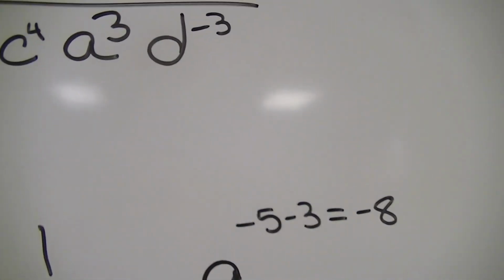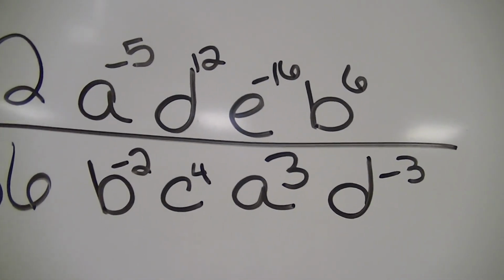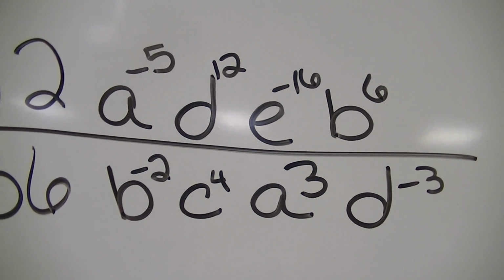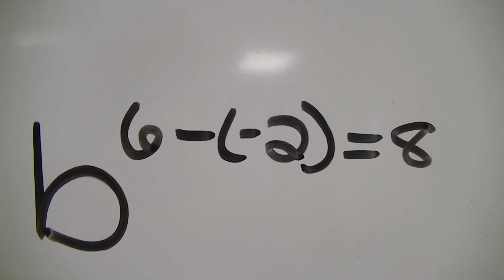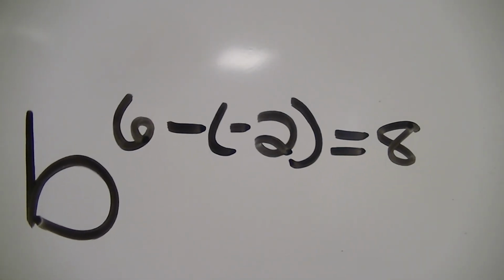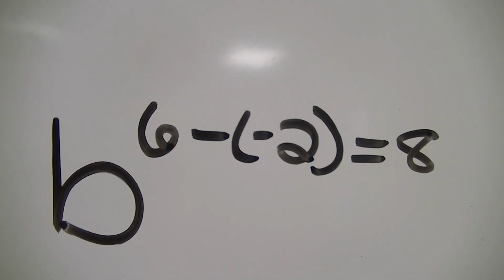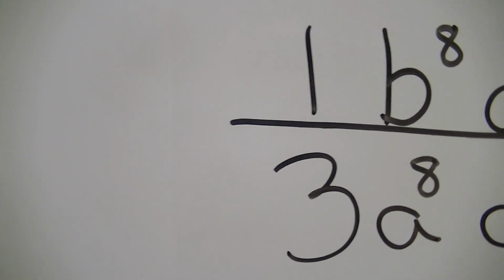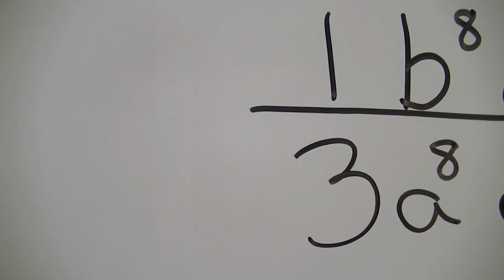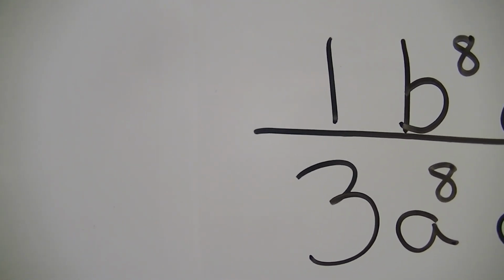So let's look at our B's. In this case, we have B to the 6 on top and B to the -2 on the bottom. That's the same as if we had 6 minus a -2, which is the same as 6 plus 2, or 8. And it's a positive 8, so this time it's going on top. That's right. So now let's look at our next letter.